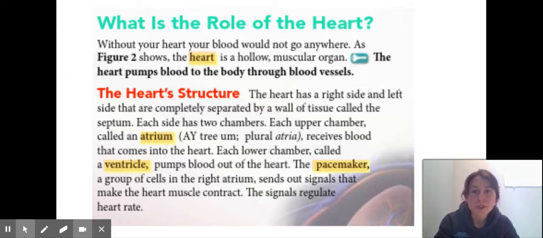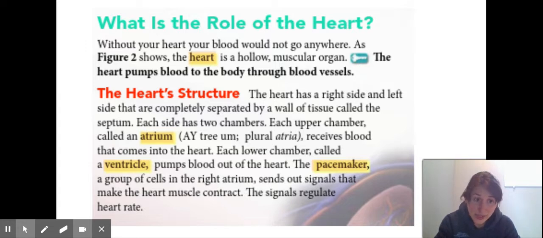Okay. So let's look at the heart structure. The heart has a right side and a left side that are completely separated by a wall of tissue called the septum. Each side has 2 chambers. Each upper chamber, called an atrium, or plural, atria, receives blood that comes into the heart. The atrium receives blood. And each lower chamber, called a ventricle, pumps blood out of the heart. So the atria receive blood and the ventricles pump blood out of the heart.